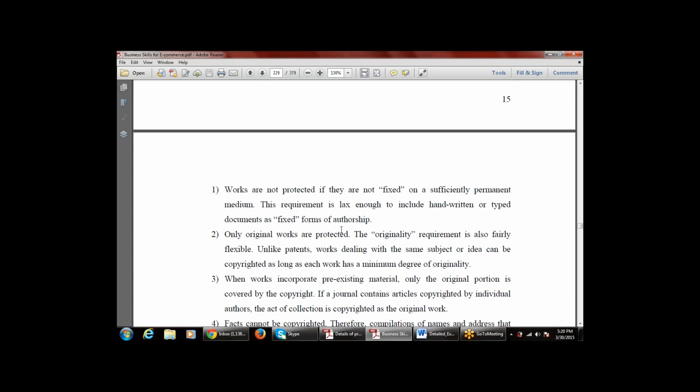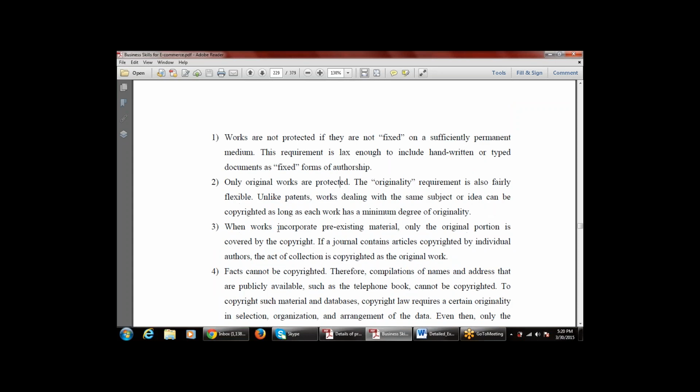Then only the original work, not a duplicate work, is protected. So only original work is protected under the digital copyright. The originality requirement is also fairly flexible. Unlike patents, works dealing with the same subject or idea can be copyrighted as long as each work has a minimum degree of originality.